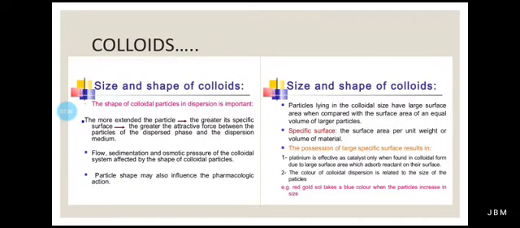Talking about size and shape of colloids, let me tell you that the size of the colloids sometimes affects the property or its field of application. For example, you will be surprised to know that the size and shape of colloids results in platinum being an effective catalyst only when it is found in colloidal form, due to large surface area which adsorbs reactants on their surface. Or say, talking about the color of a colloidal dispersion, that is also very much related to the size of the particles. For example, red gold sol takes a blue color when the particles increase in size.